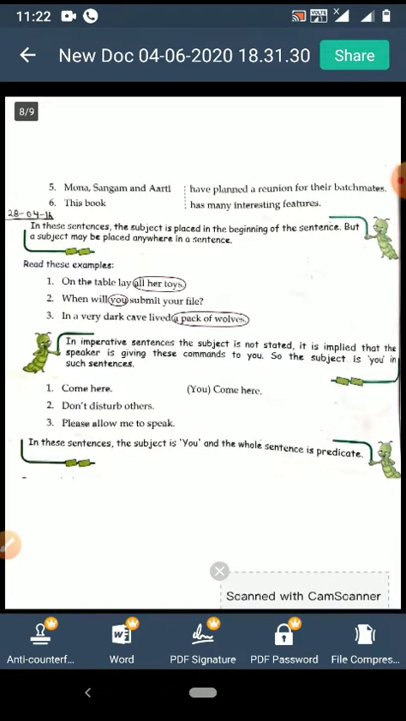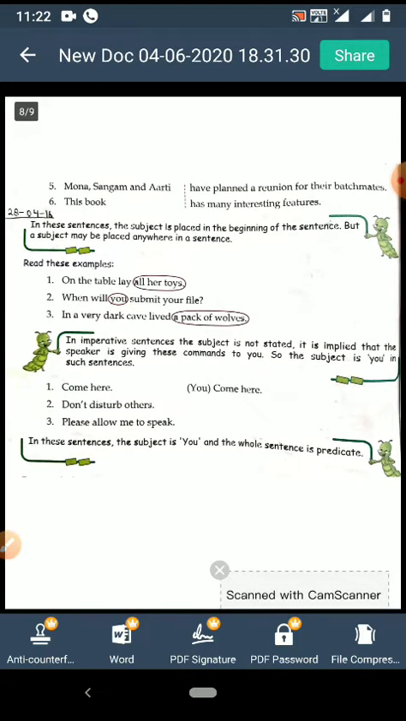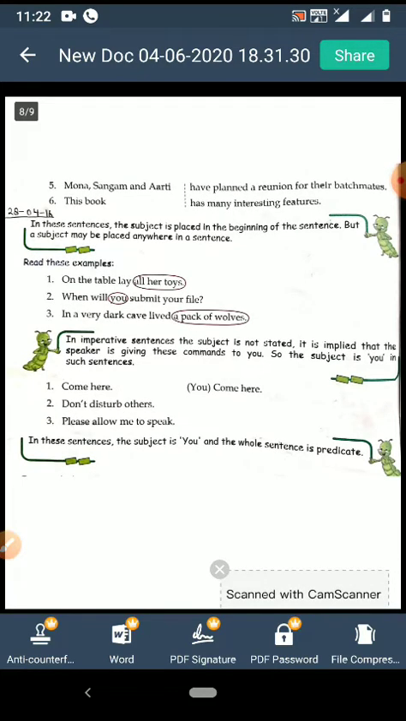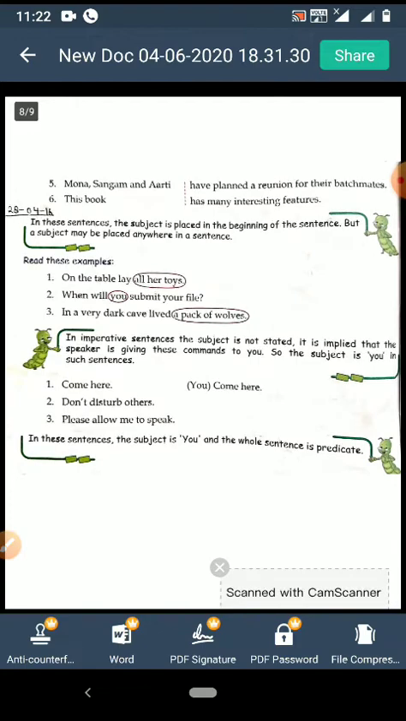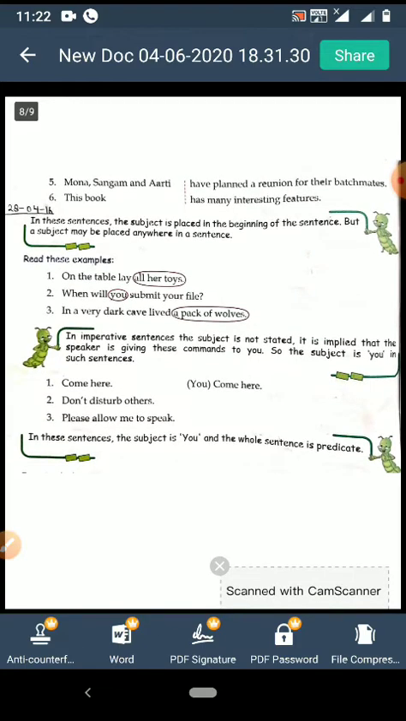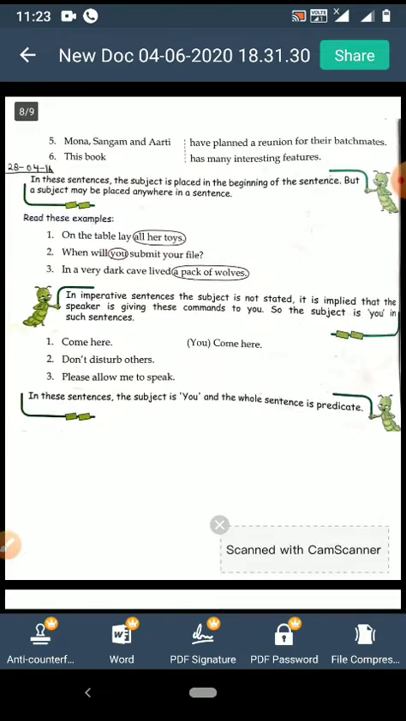Second says don't disturb others. Here again the speaker is referring to you. So you is the subject, while don't disturb others is the predicate. Third, please allow me to speak. Here again, the speaker is addressing you. So you is the subject, while please allow me to speak is the predicate, and you is not mentioned in this sentence.